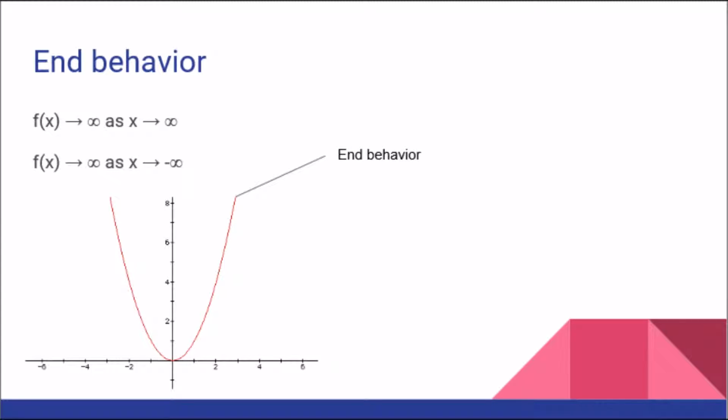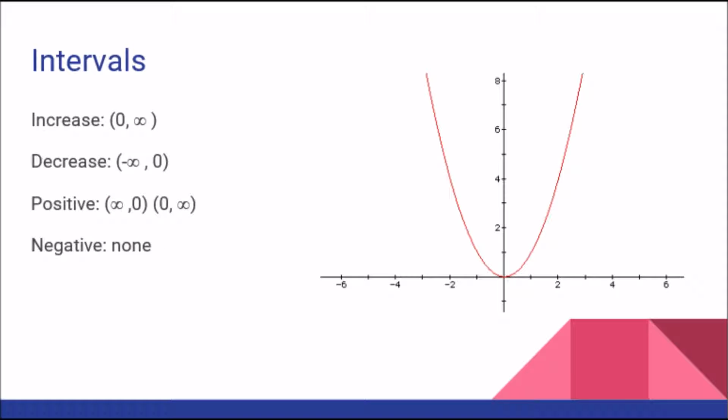The end behavior is the behavior of the graph when it reaches negative infinity or positive infinity. This is indicated by looking at the arrows to see if they are going up or down. Intervals. This is where you see increase or decrease in the shape, or whether there are positive or negative coordinates. For increase, there is only one, and it's 0 to infinity. For decrease, it's negative infinity to 0. Next, we move on to positive intervals. There are two for this example, which are negative infinity to 0, and 0 to infinity. For negative intervals, there are none.